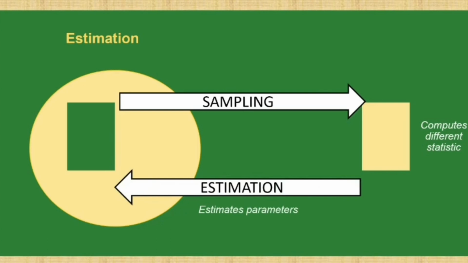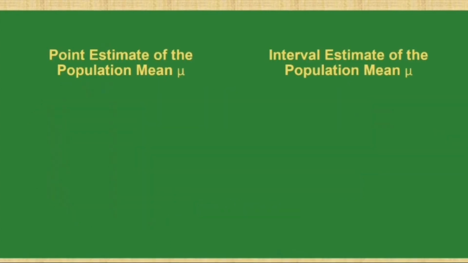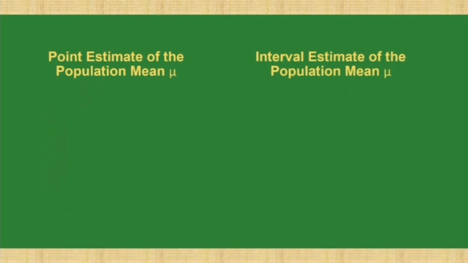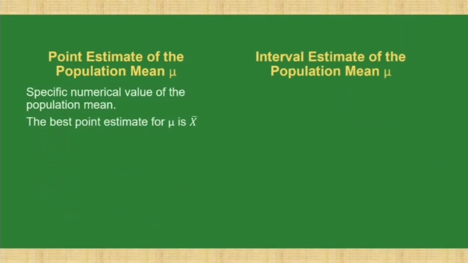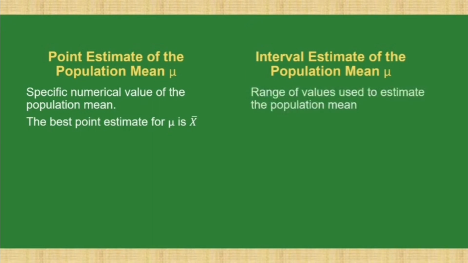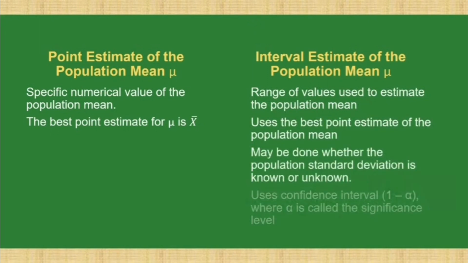For our first part, we will mention the difference of point estimate, which is always the sample mean because it is a specific numeric value that will best estimate the population mean. On the other hand, the interval estimate is a range of values that will estimate the population mean, using the concept of confidence interval.